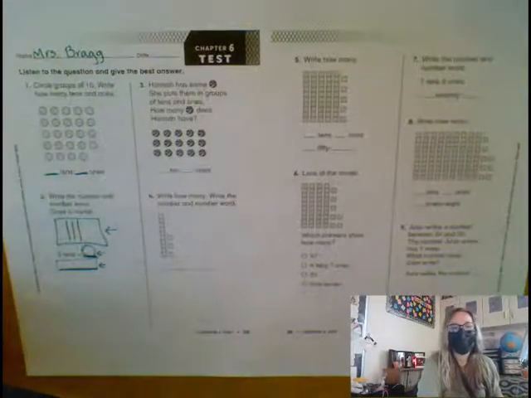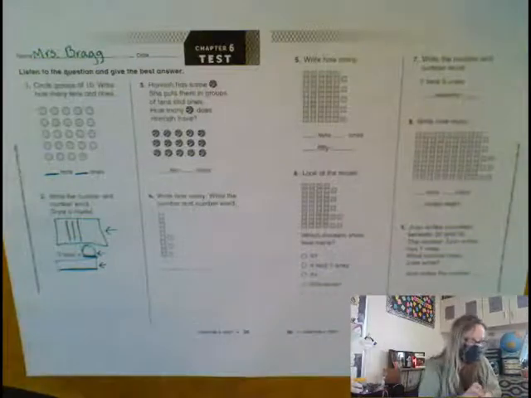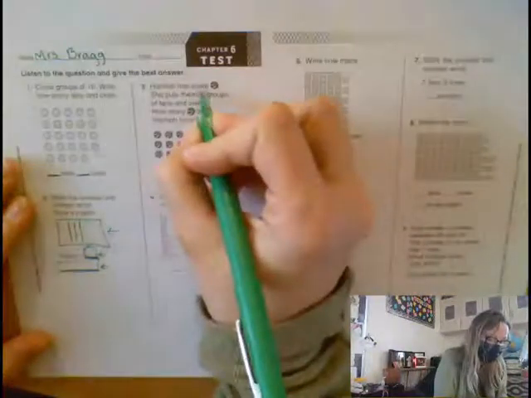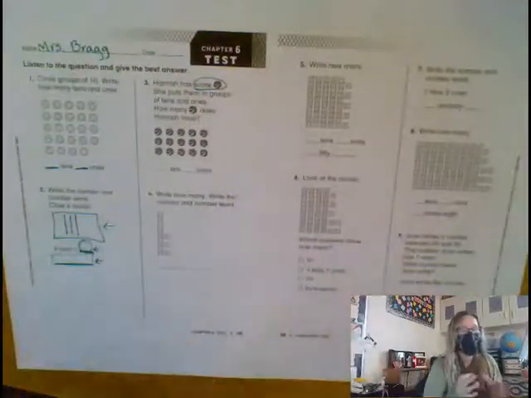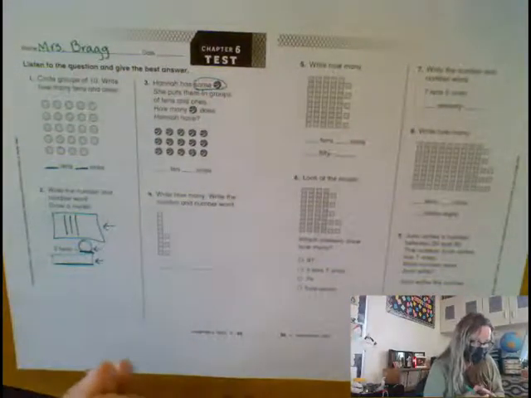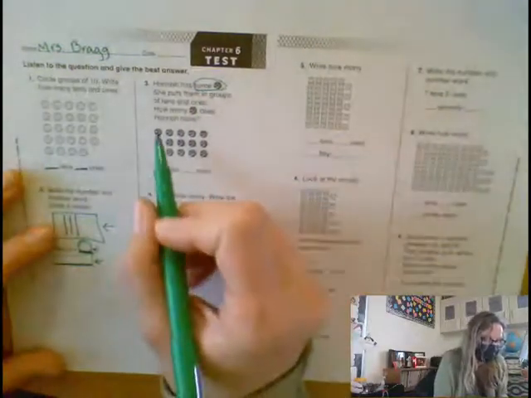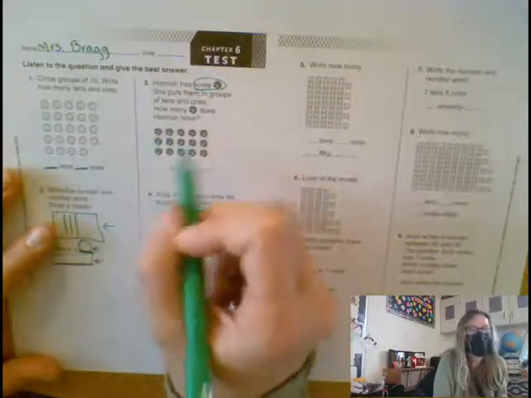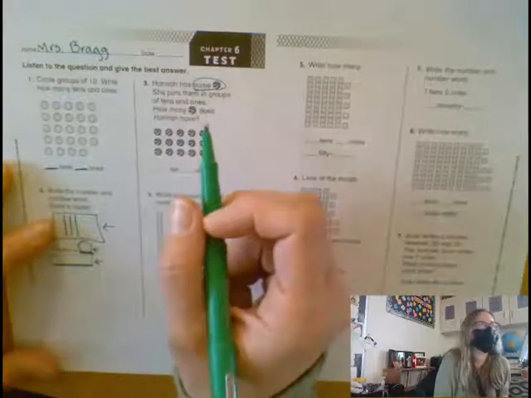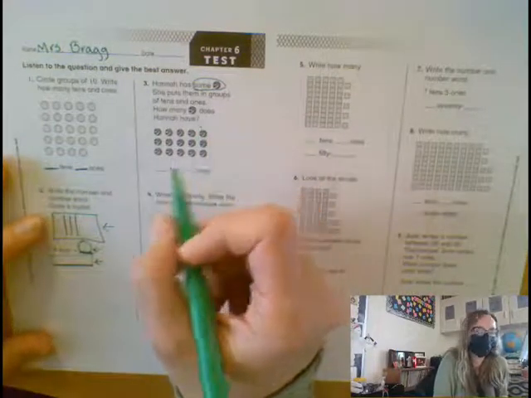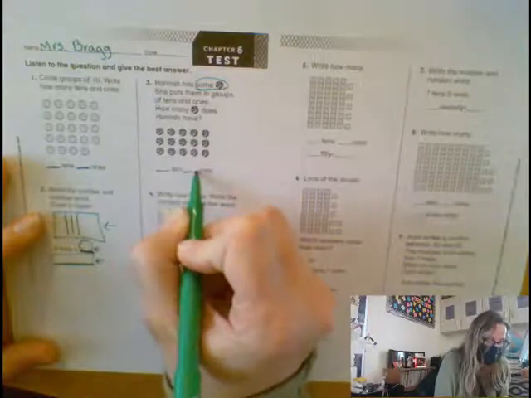Looking at number 3, it says Hannah has some marbles. Okay, some marbles. She puts them into groups of 10. How many marbles does she have? So you're going to count and circle your groups of 10. Each time you get to 10, circle it. And then write how many 10s and how many 1s.